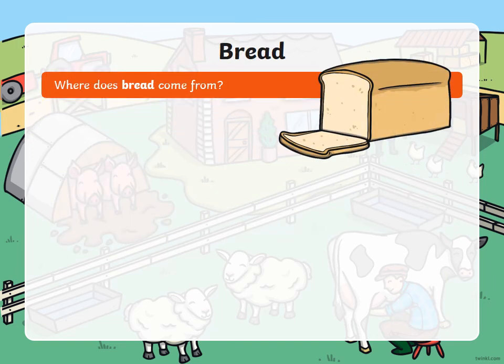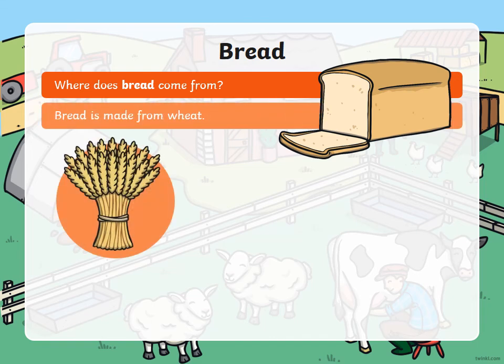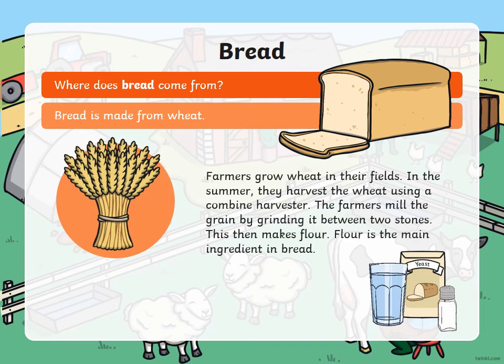Bread. Where does bread come from? Bread is made out of wheat. Farmers grow wheat in their fields. In the summer, they harvest the wheat using a combine harvester. The farmers mill the grain by grinding it between two stones. This makes flour. Flour is the main ingredient.